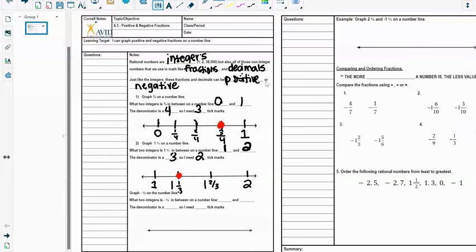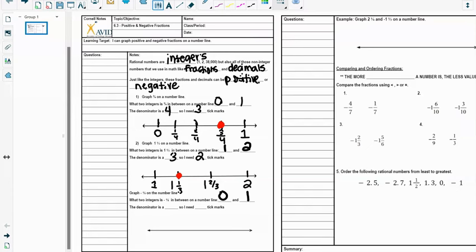Same idea for negative fractions. Graph -4/5 on a number line. What two integers is -4/5 in between? When you have a negative fraction, it's in between the same numbers as the positive one. So the two numbers 4/5 is in between when it's positive are 0 and 1. If you had 4/5 of a pizza, you don't have 0 and you don't have 1. It's in between.